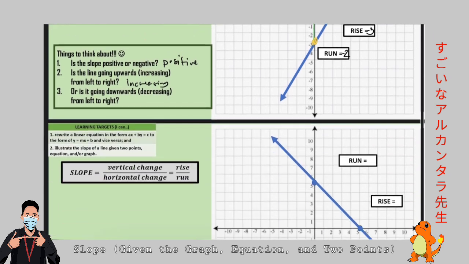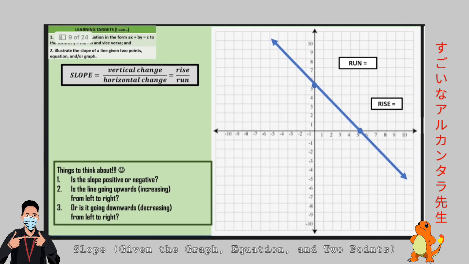Let's say we have this one right here. Another example. Again, you can start anywhere. Let's say that I'll start with this point now, and then I want to go here. So what I can do is go 1, 2, 3, 4, 5. 5 units as my run. Since it's to the right, it is positive. Now I will go down 1, 2, 3, 4, 5. So my rise is equal to negative 5.